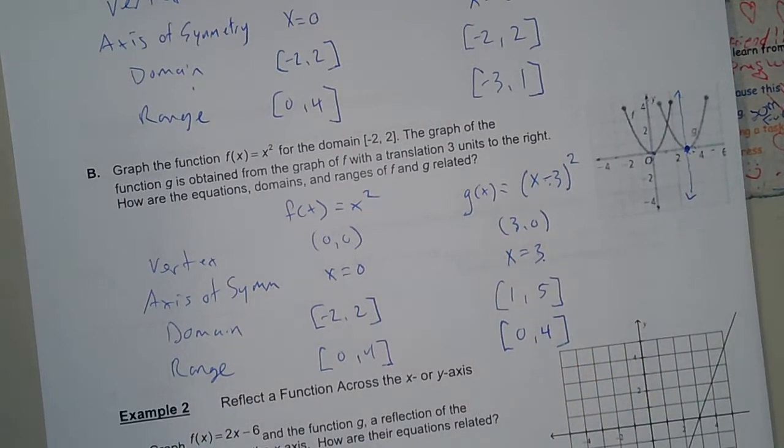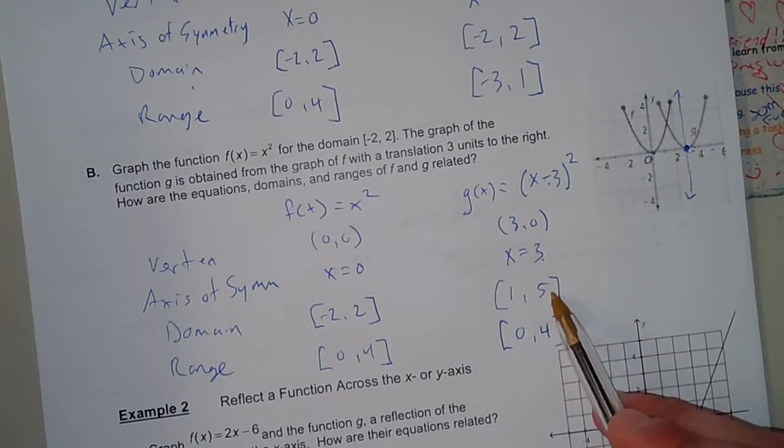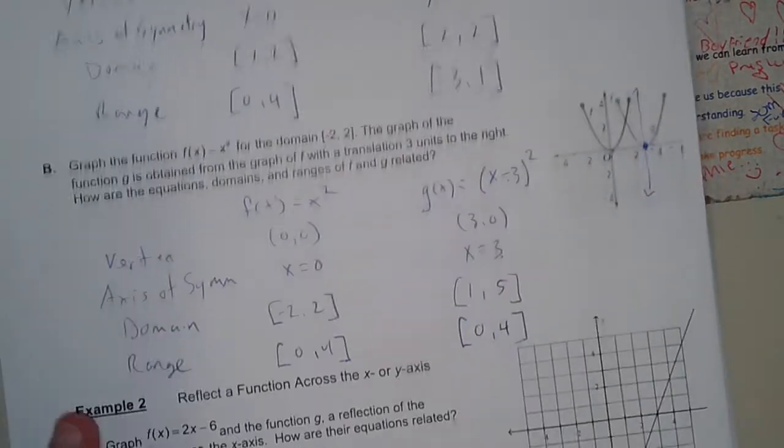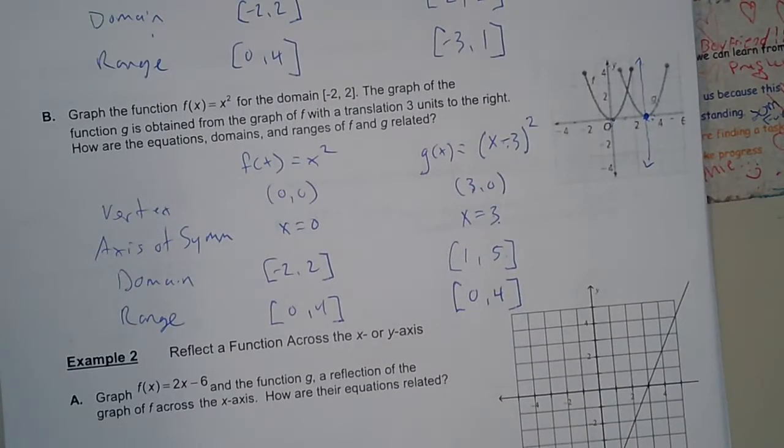So the main takeaway here is noticing how the different shifts affect the domain and the range. If you shift it left and right, that's going to obviously affect the domain. If you shift it up and down, like this one, that's going to affect the range. And that should make total sense to you because those are the x's and those are the y values. Okay? Any questions on anything with that so far?